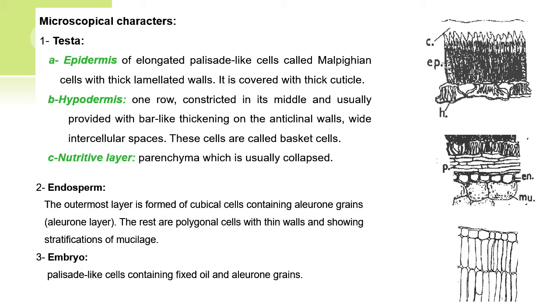Following the testa, there is the endosperm. The outermost layer of the endosperm is formed of cubical cells containing aleurone grain. Other cells are thin-walled and show stratification of mucilage. The mucilage in fenugreek is described as neutral mucilage. It acquires blue color with methylene blue. After the endosperm, we have the embryo, formed of elongated or palisade-like cells containing fixed oil globules and aleurone grain, with intercellular spaces.